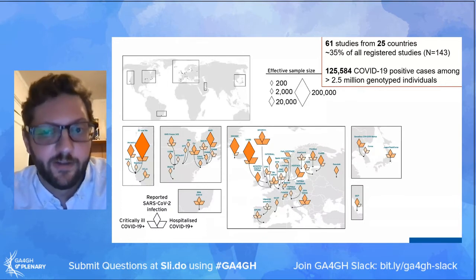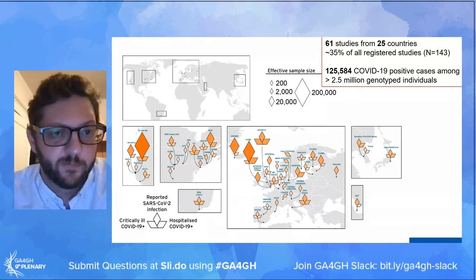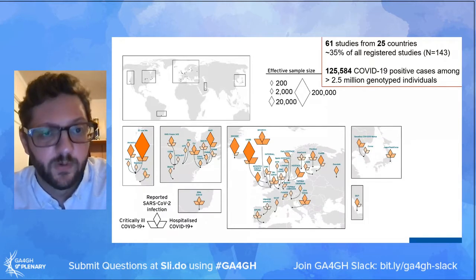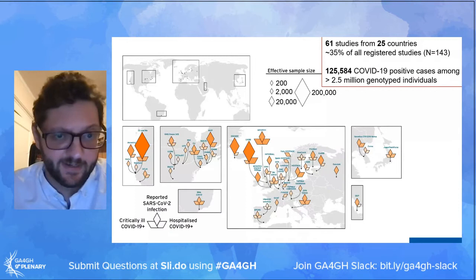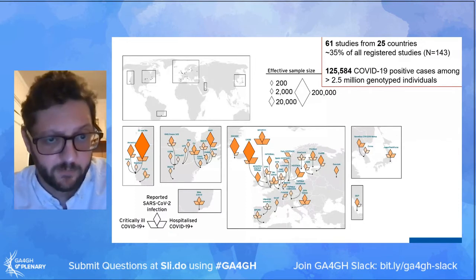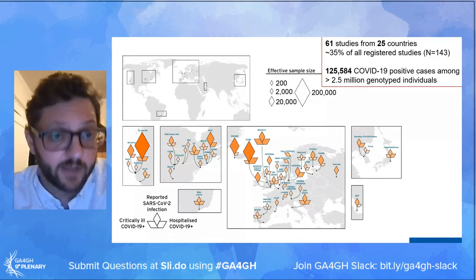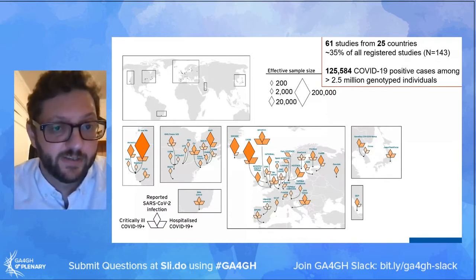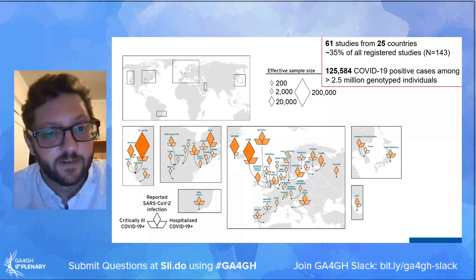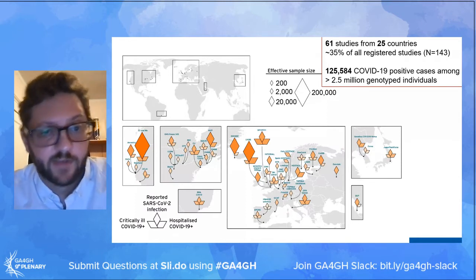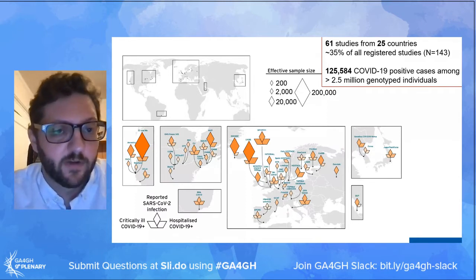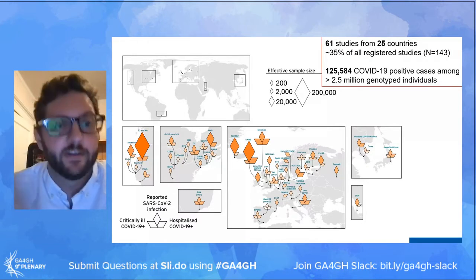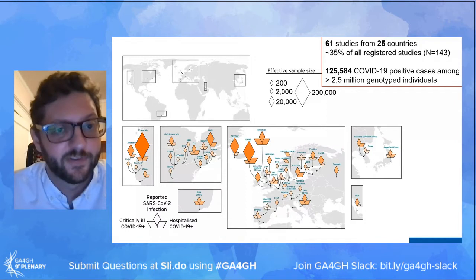The critically ill definition is that you basically needed something like intubation, or being in an ICU, or potentially if you died as a consequence of COVID, that would put you into the critically ill phenotypic definition. On the right-hand side, we have just hospitalized with COVID-19. So if you were admitted to an inpatient facility because of your illness, then you were considered a case for that analysis.